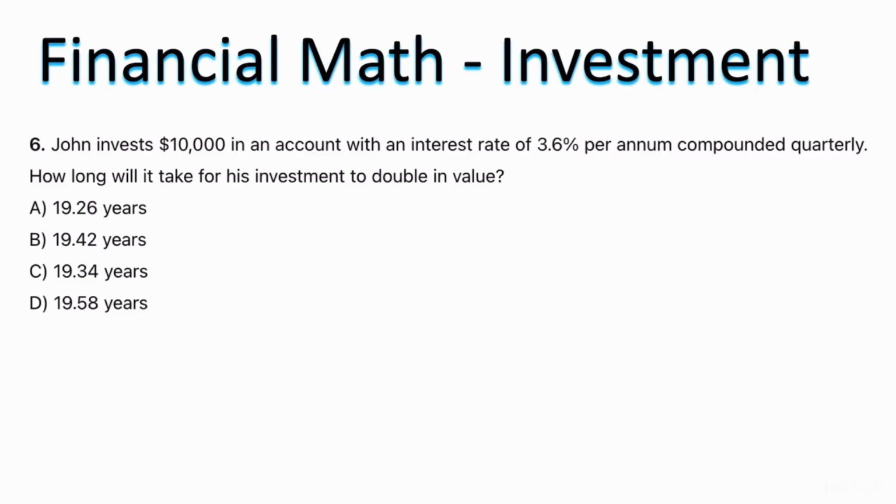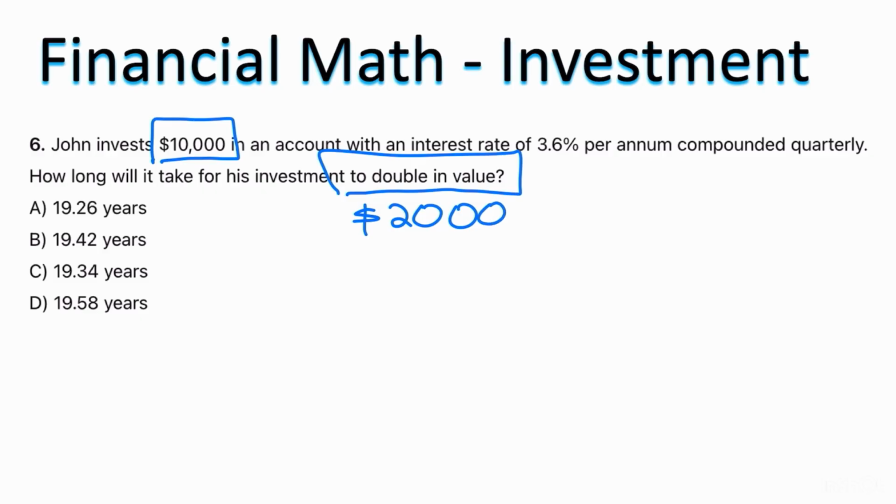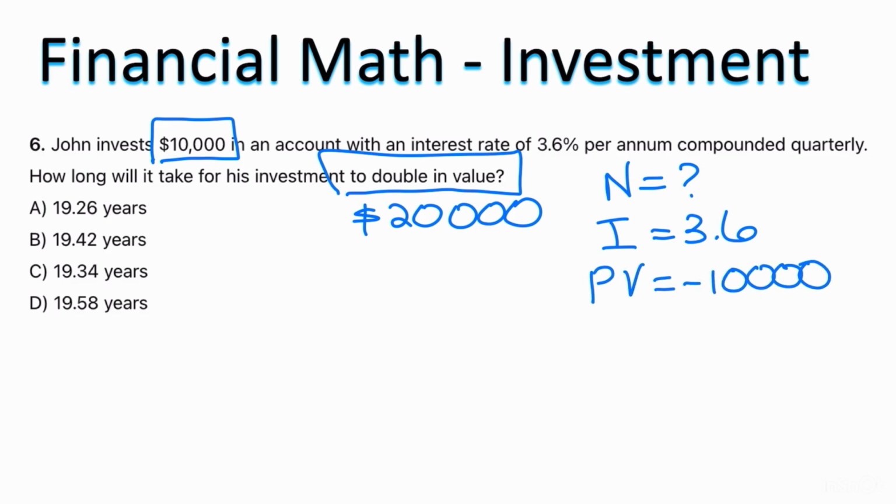We know that if he starts with $10,000 and we want his investment to double, this tells me the future value has to be $20,000 because that is twice as much as 10,000. So in the calculator, N now is what I'm looking for. The interest rate is going to be 3.6%. Your present value is negative 10,000. Your future value is now 20,000.